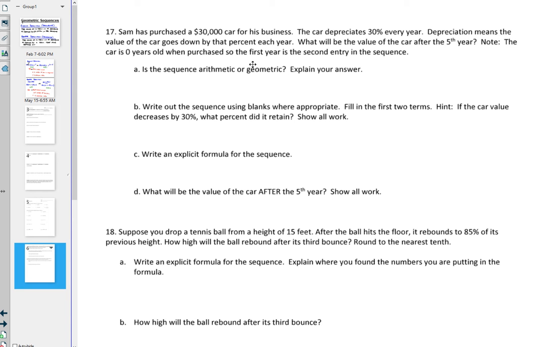All right, so Sam has purchased a $30,000 car for his business. The car depreciates 30% every year. Depreciation means the value of the car goes down by that percent each year. What will the value of the car after the fifth year be? And note the car is 0 years old when purchased, so the first year is the second entry in the sequence. Okay.